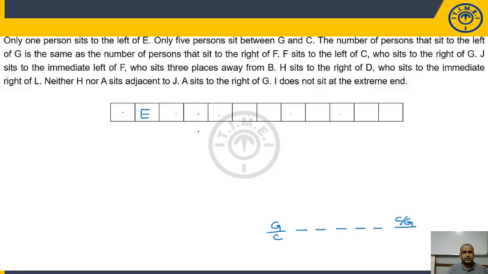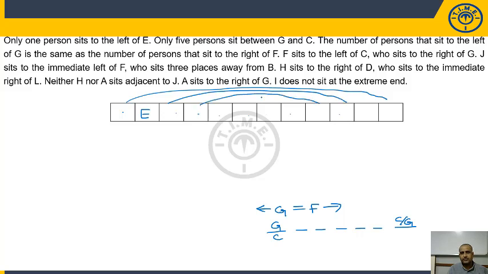The number of persons sitting to the left of G is the same as the number of persons sitting to the right of F. But still we don't know among G and F who is on the left side and who is on the right side. G may be left of F, F may be left of G, and we still have so many places. First from the left, first from the right. Second is not possible anyway. Third from the left, third from the right. Fourth, fifth, sixth from the left and right. So many possibilities are there. So let's keep it aside.